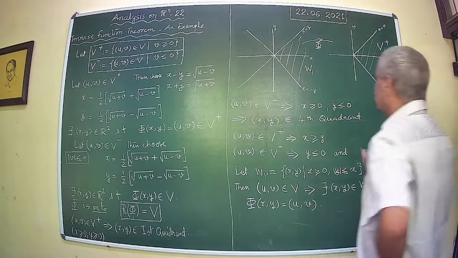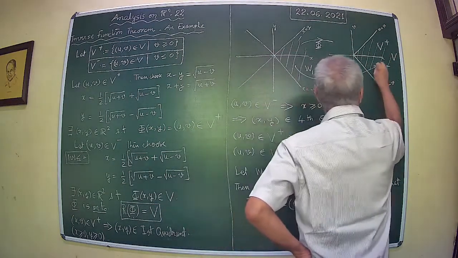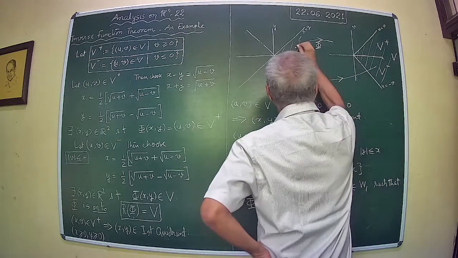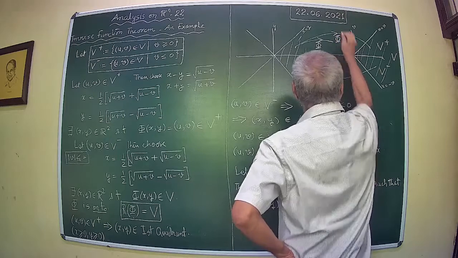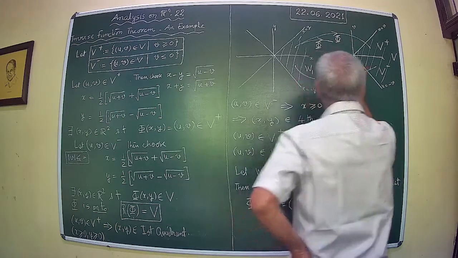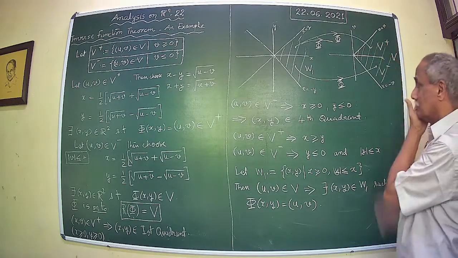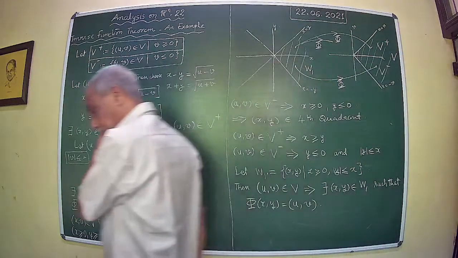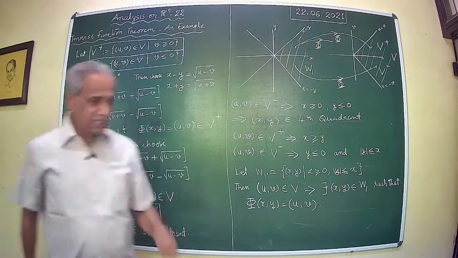So what you have is that if you have a point here, this point goes somewhere here. You have a point here, this goes somewhere here. This is the kind of mapping that takes place. Okay, right. Now we make some observations.